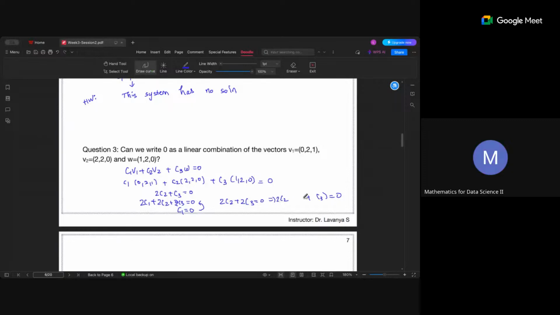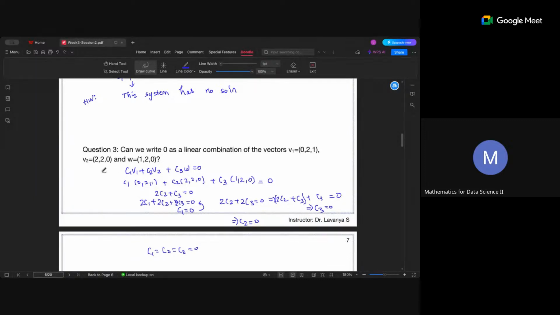So 2c2 plus C3 plus E3 plus E3. Now we see C3 is equal to 0. So the first part is 0. That implies that C3 is 0. So if C3 is 0, automatically C2 is also 0. So what we can observe is that the only solution for this system is that C1, C2, C3 is equal to 0.